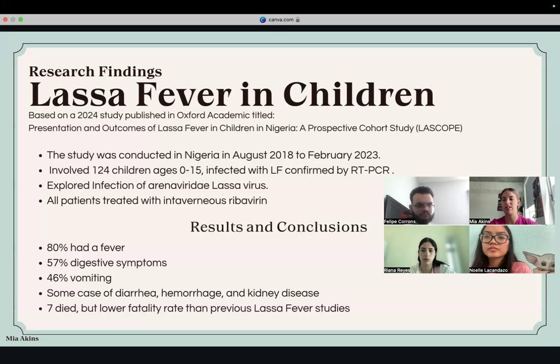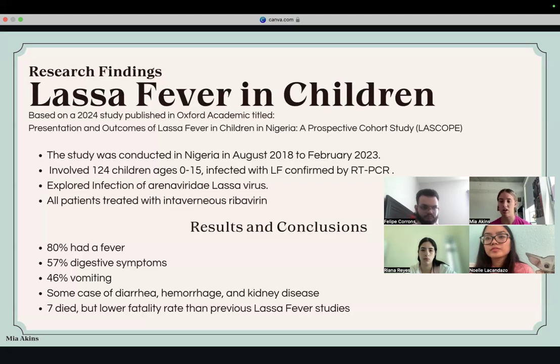This study was conducted in Nigeria, which, as my peers mentioned before, is in the area where this infection is most common. It was conducted from April 2018 to February 2023. And just to give a little bit of background, expanding on what Felipe and Noel already talked about, Lassa fever is caused by Arenaviridae Lassa virus, which is endemic in Western Africa. Nigeria is the country with the most reported cases, at least in recent years.